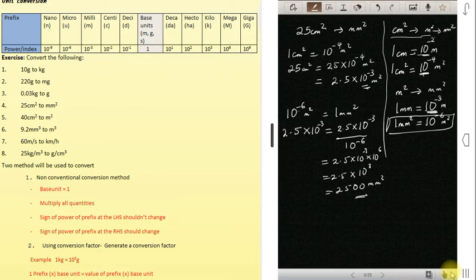First of all, I converted from centimeter square to meter square, and from meter square to millimeter square. You can of course apply the same method to convert this one and this, okay? The same thing. These ones will be more direct compared to this, all right? So let's take question number 7.